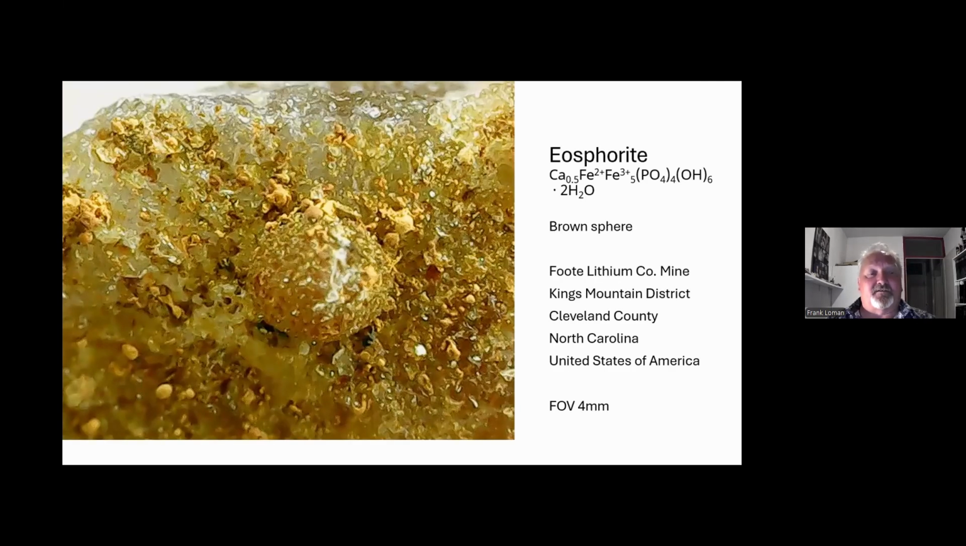Okay, this one, the large brown sphere, I know for sure is phosphorite, also phosphate. And there are some small spheres around it, which I'm not entirely sure what they are. This comes from the Food Lithium Company mine in North Carolina.